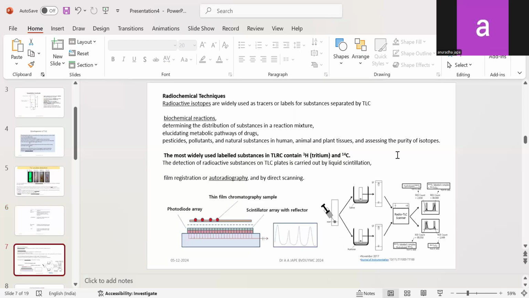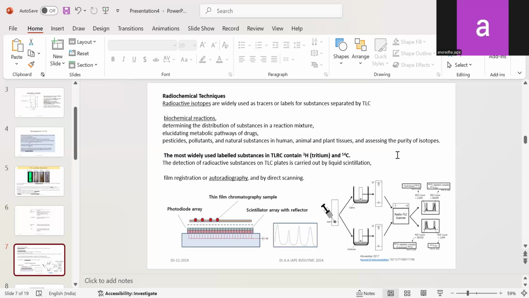Now here are certain other ways wherein you are going to make use of radioactive isotopes to detect the analytes separated by TLC. So radioactive analytes we know are used in biology. They include tritium and C14 and so on. They can be used to determine the distribution of substances in a reaction mixture, to find out metabolic pathways of drugs, or to detect the presence of a particular pollutant, pesticide, or any specific component in a given natural sample or tissue or plant part, etc. So these radioisotopes can also be used as tracers for analytes separated by TLC.